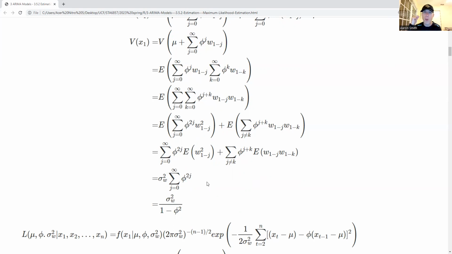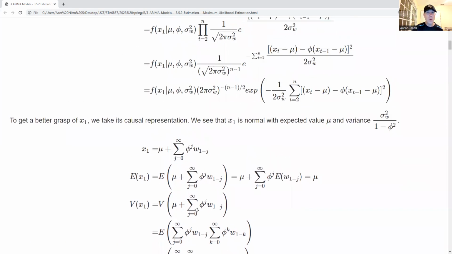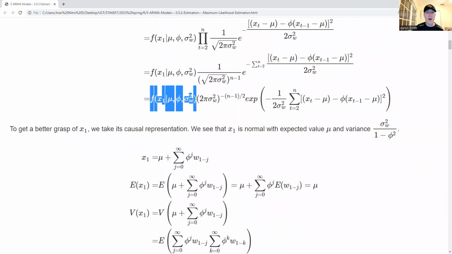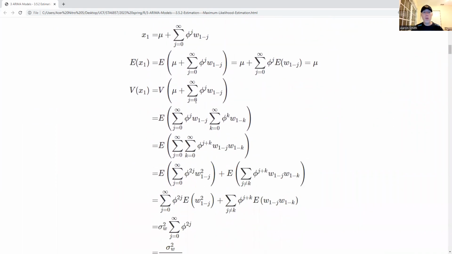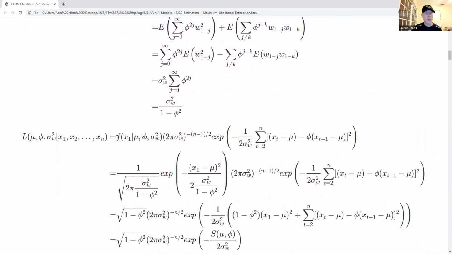That's a geometric series. Boom, we know how to add that up. This is equal to this as long as phi squared is less than 1 in magnitude, which it is because we made that assumption in the beginning. And so now I know that it's normally distributed. I know its expected value, and I know its variance. I know what this f is supposed to be now. So I'm going to replace it with the appropriate normal term. I replace this f with the correct term.